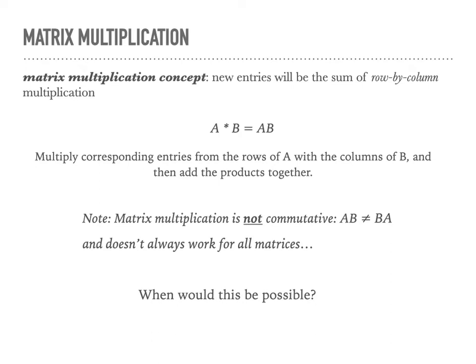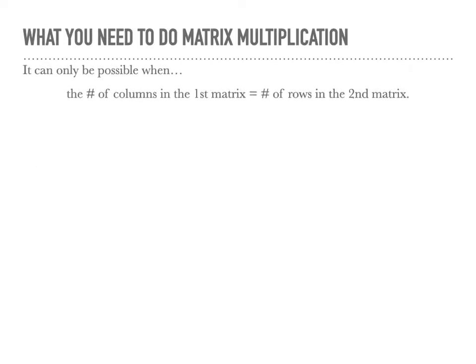So when would matrix multiplication be possible? It is only possible when the number of columns in the first matrix is equivalent to the number of rows in the second matrix. For instance, if you're finding matrix AB, the number of columns in matrix A should be equivalent to the number of rows in matrix B.